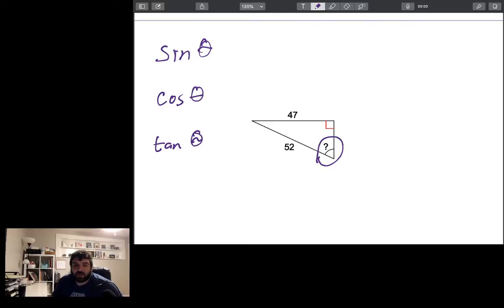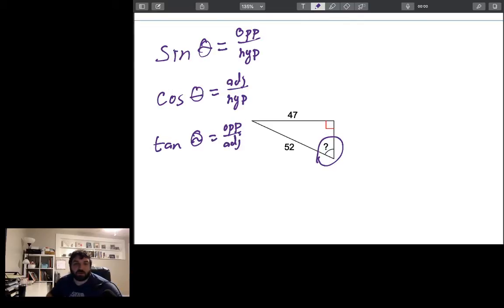From the last few days and weeks, you should remember that theta is the angle I'm talking about. Whatever angle we're using in this situation, that's the angle of the conversation. That is theta. Sine is, of course, opposite over hypotenuse. Cosine, as always, is adjacent over hypotenuse. And tangent is opposite over adjacent.